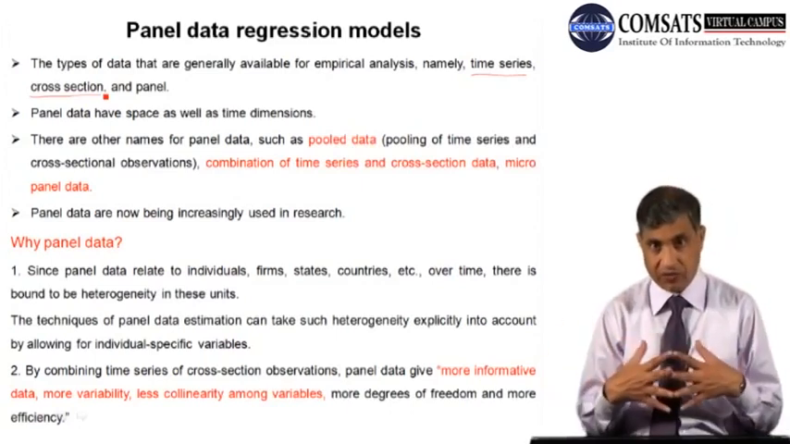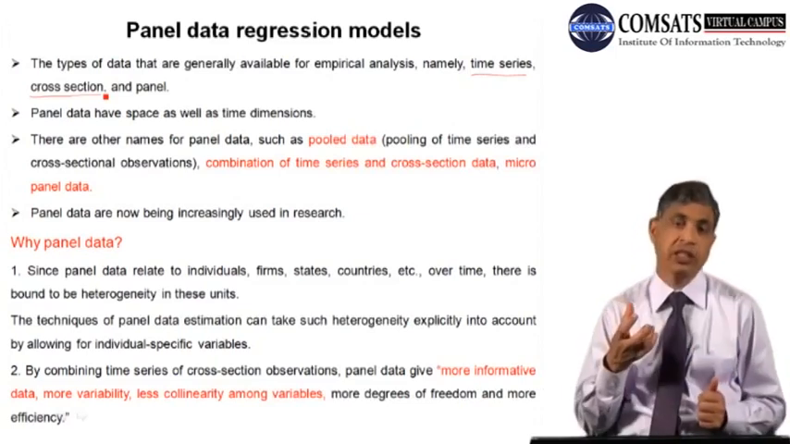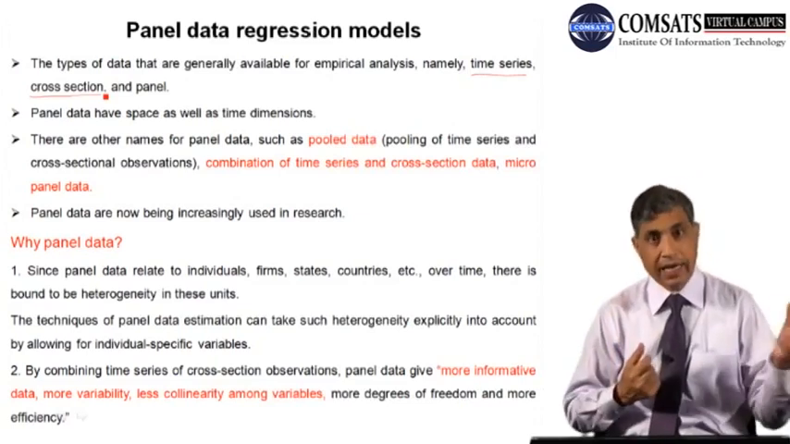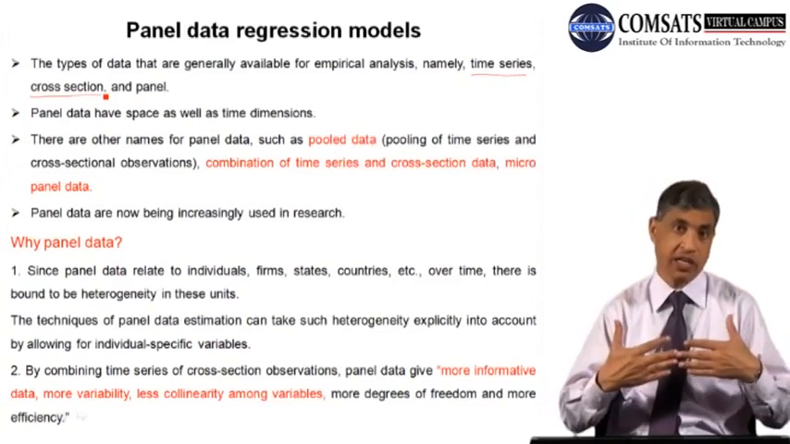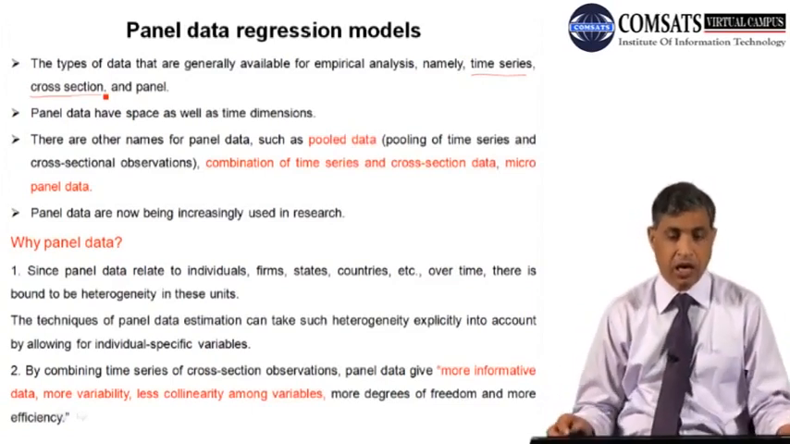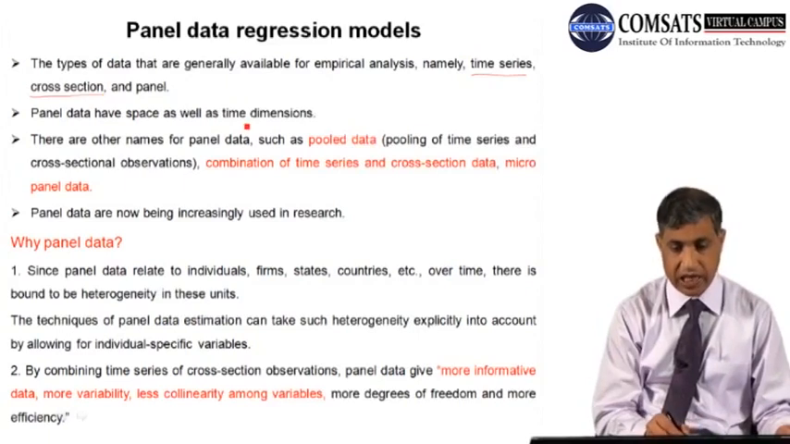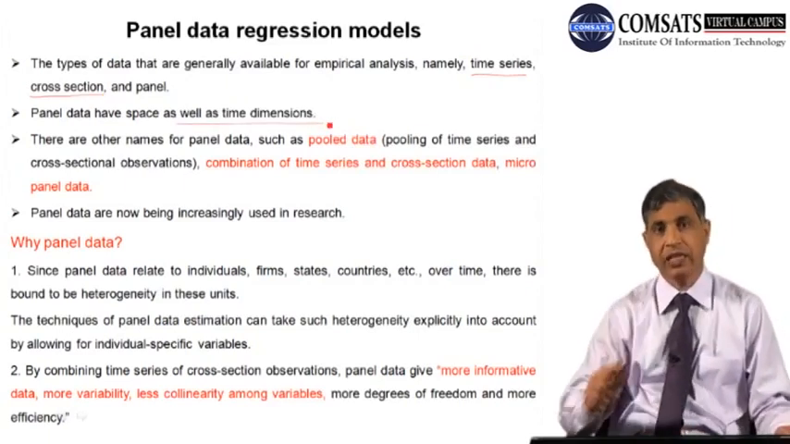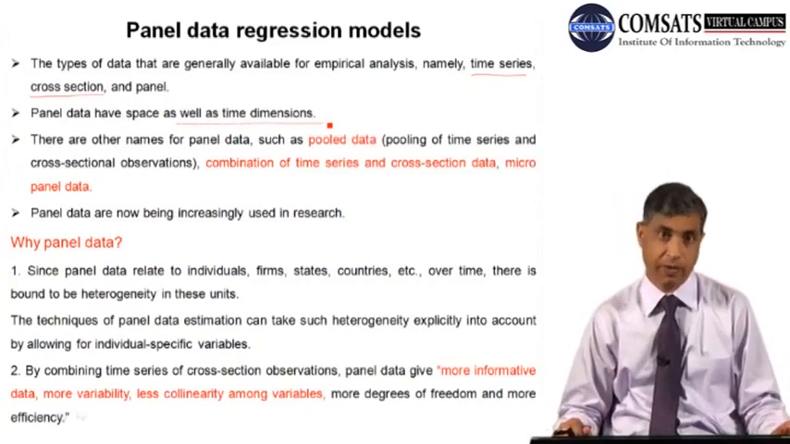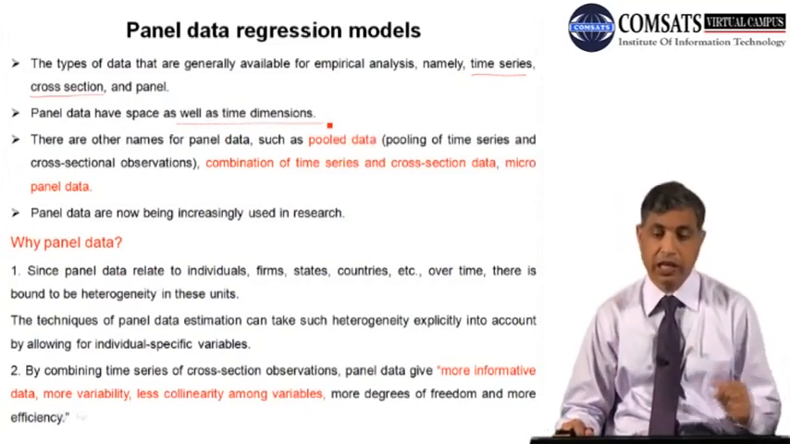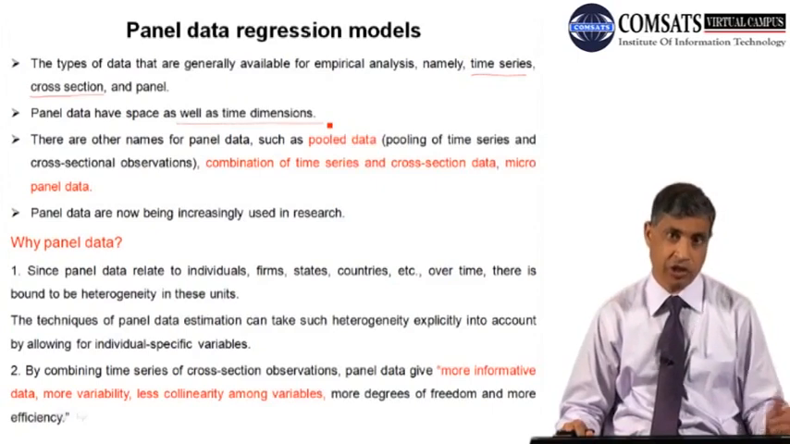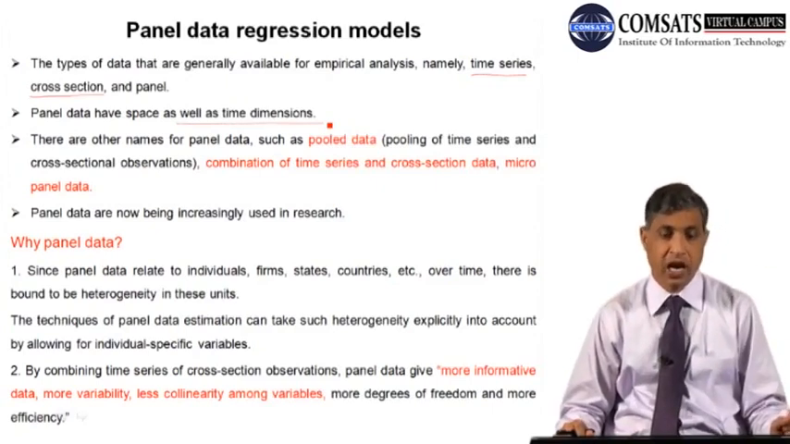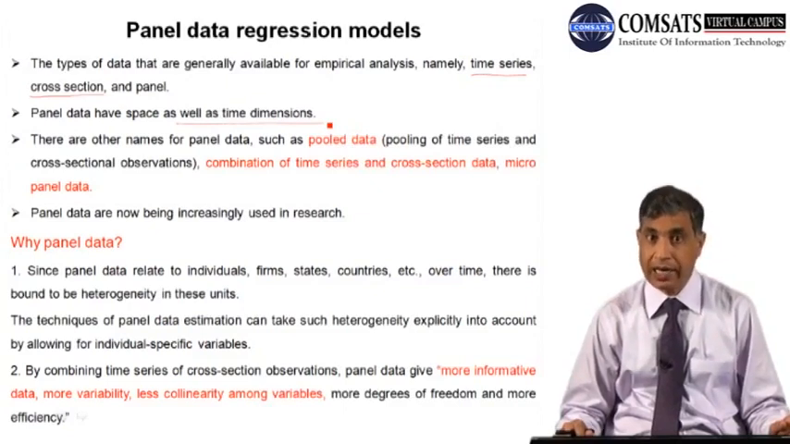So in other words, it has the information from the time series data on one hand, and it also has all the qualities of the cross-sectional data. When there is a mixture, a hybrid of this, it becomes panel data. Panel data have a space as well as a time dimension. Time series data has only a time dimension, with no space dimension. Similarly, cross-sectional data has a space dimension, but no time dimension, because the time unit is only 1 there. But in pooled data or panel data, you can see that it has both dimensions.